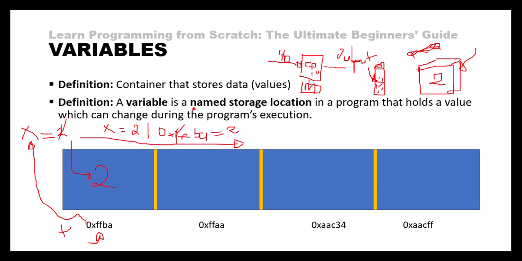So a variable is a named storage location in a computer program that holds a value which can change during the program's execution. So what does "which can change" here during the program's execution mean? It means that in this memory block here, once I'm done using the 2 in a calculation, I can remove it, I can delete it from the computer, and hence it will be deleted from the what? From memory. That is what change means.